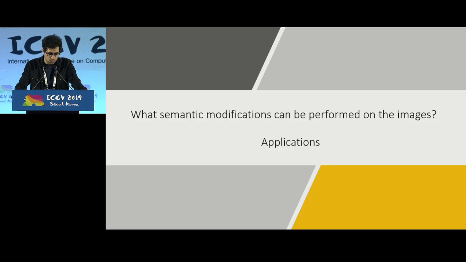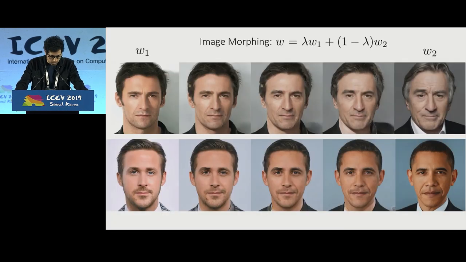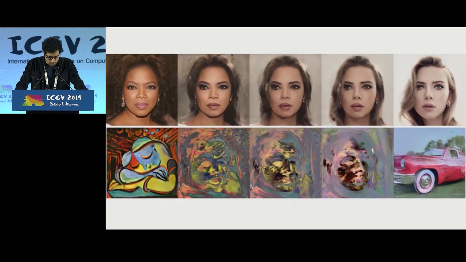Now we focus on the semantic modifications. The first one is image morphing. We simply do a linear interpolation of the latent codes, and the changes translate semantically to the image domain. The morphing results between the faces are high quality. For the non-faces, it's of low quality. Interestingly, we see face structures in the morphed images. This implies the face structure is embedded in the content layers where the colors are painted by the style layers.